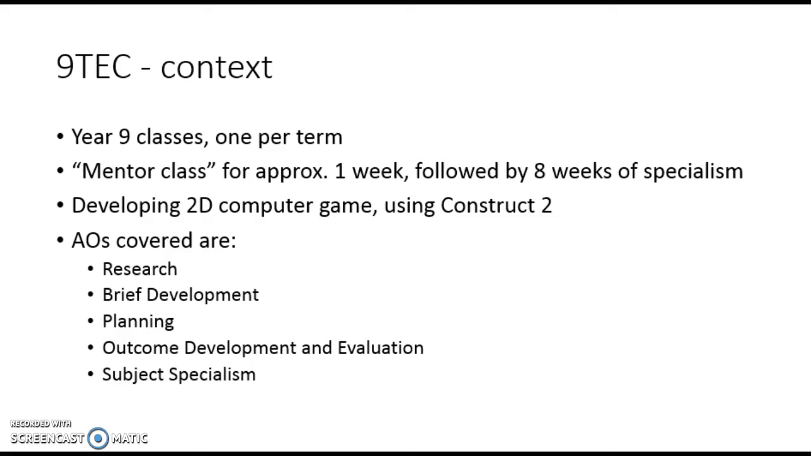In Year 9 technology I get them making a game, a 2D computer game. We use Construct 2, which is great software. You can pick it up for free, but we have a site license. And we cover in the course the achievement objectives of research, brief development, planning, outcome development and evaluation, and subject specialism. It should be pointed out that research actually isn't an AO, it's kind of a made up thing, but it fits in with our programs and leads into the senior programs reasonably well.